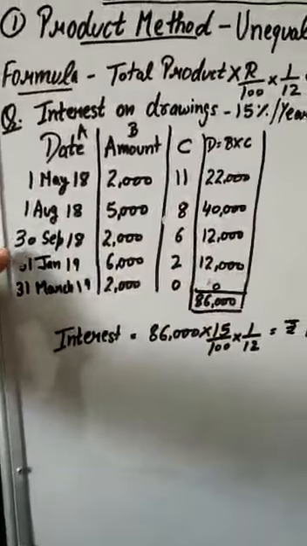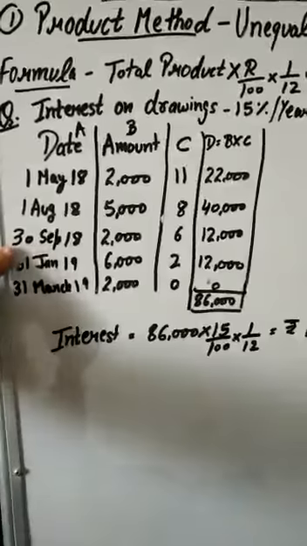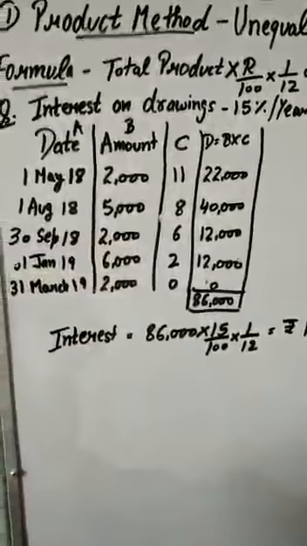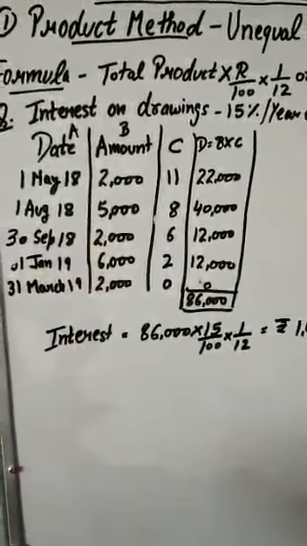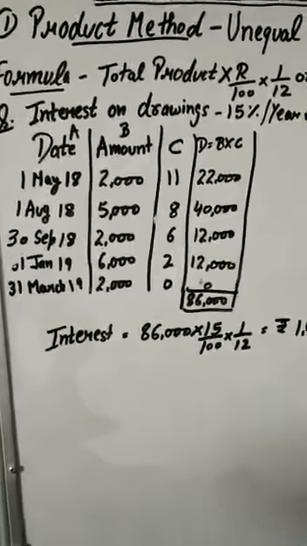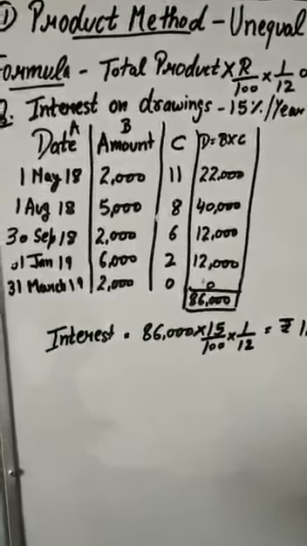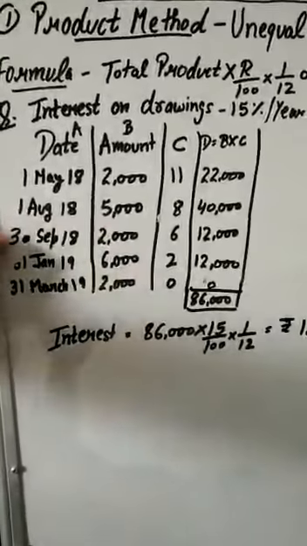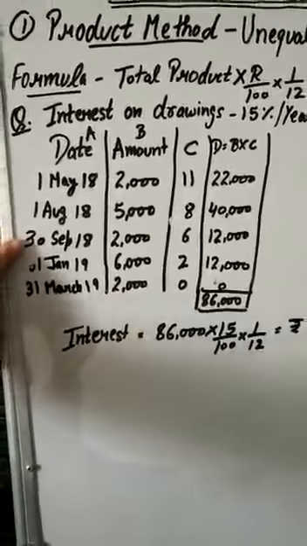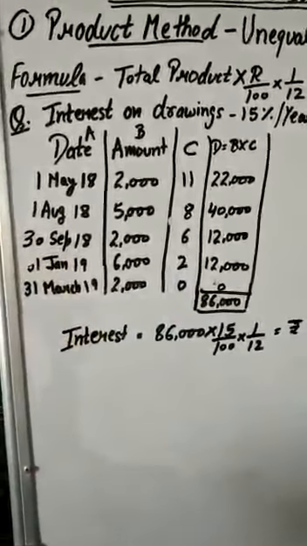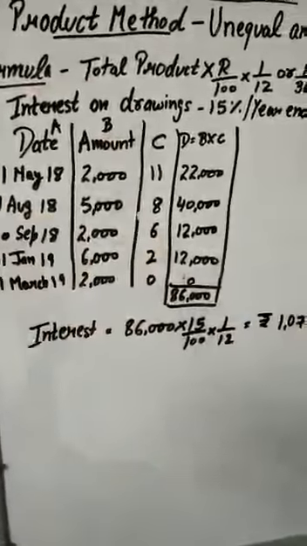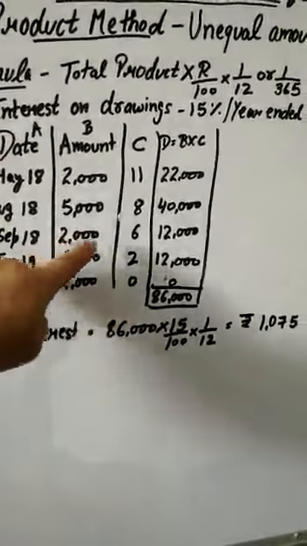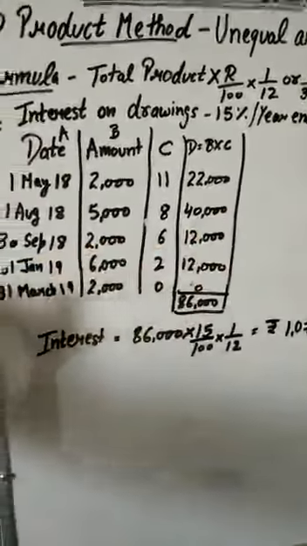Next, third, he has withdrawn on 30th September 2018 the amount of 2,000. So how many months has he used that money? September will not be included because at the end of September he is withdrawing the money. That means October, November, December, January, February, March, for the period of 6 months he has used that money. So we'll multiply 2000 into 6, it gives you 12,000.